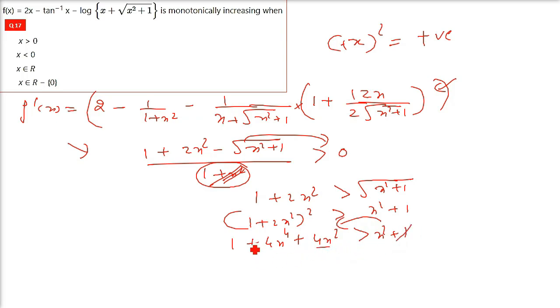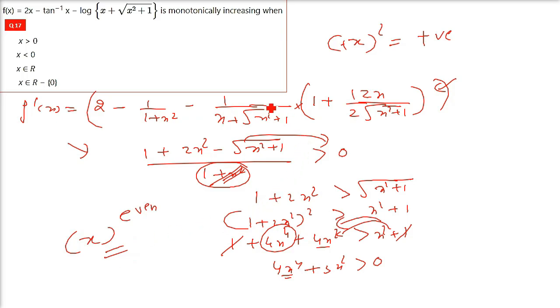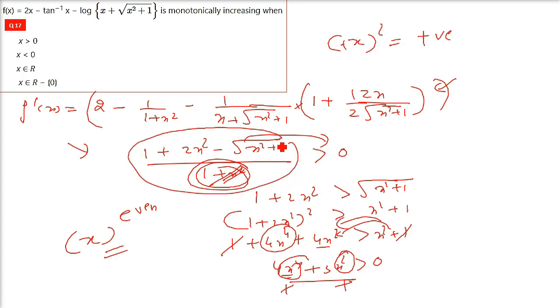Okay, so what do you get? 1 gets cancelled, and you have 4x raised 4 and this goes here. It will be plus 3x square greater than 0, and this is greater than 0 because x has even power. One term has x raised 4, one term has x raised 2. Anything with even power will always be greater than 0. Now these both are positive. 1 plus x square was already positive, so the whole term on the left is greater than 0. So if you put anything in x, this function will always be monotonically increasing. It doesn't matter. So you can put anything, and anything is what?